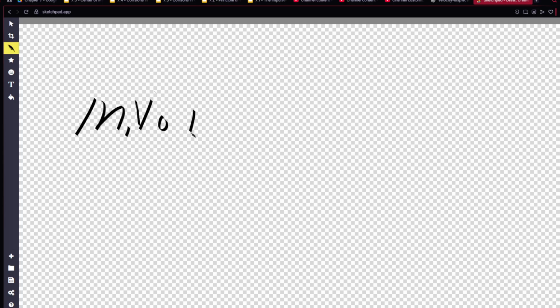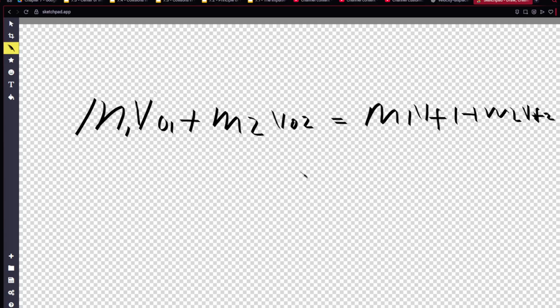So it's going to be m1 plus m2, v_o2 is equal to m1 v_f1 plus m2 v_f2. So yeah, there's the logic there.